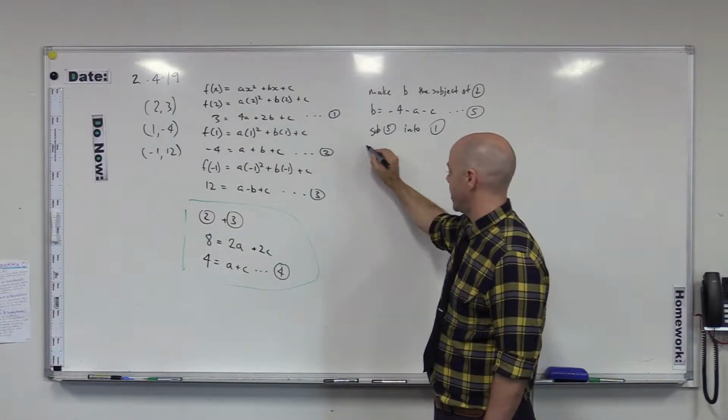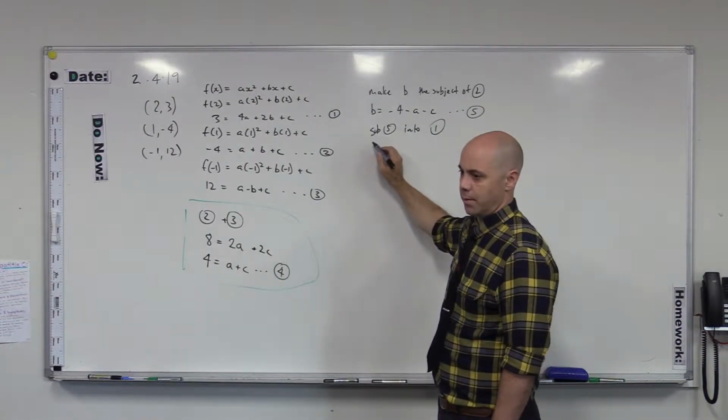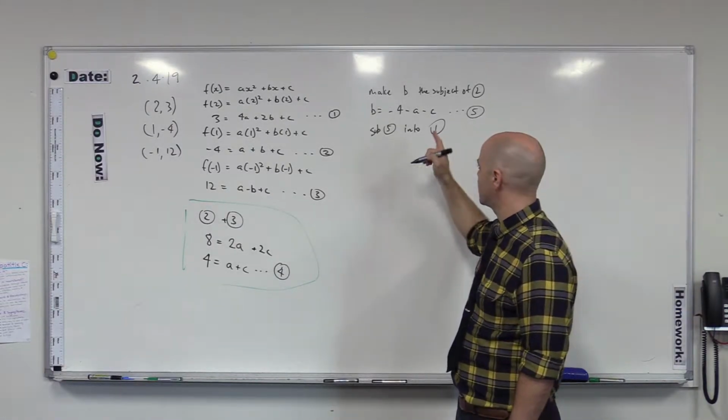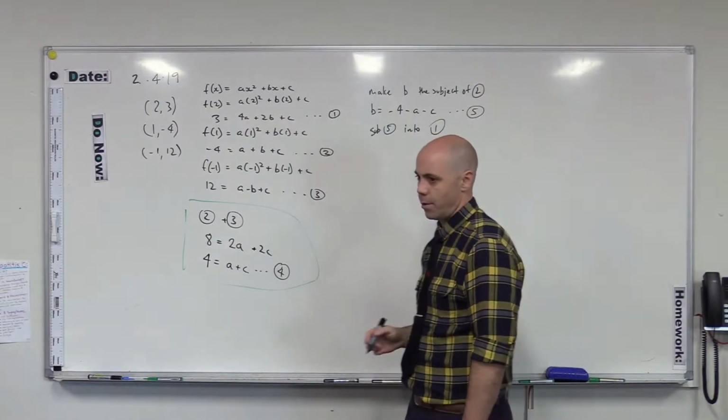So, how do I write that out? Someone talk me through that one. Maybe Isaac, what are we going to do? How do I sub that into number 1? What do I write?